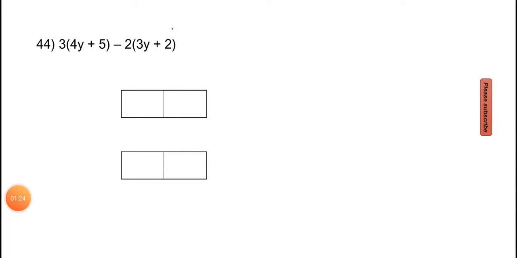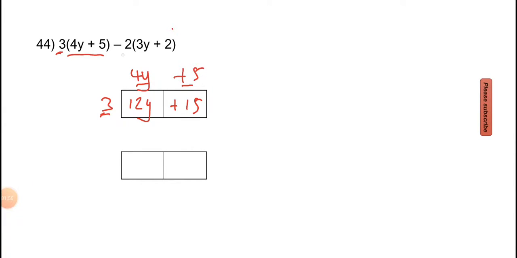And now question 44. I can see the 3 outside the bracket, so remember it's 3 times everything that's inside the bracket, so that's why 3 comes out here on the left, and the 4y plus 5 which is inside the bracket will come here, 4y plus 5. So what's 3 times 4y? That's 12y. And then what's 3 times plus 5? That's plus 15.